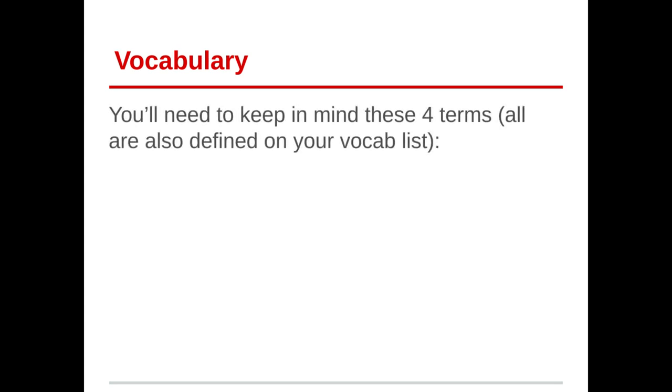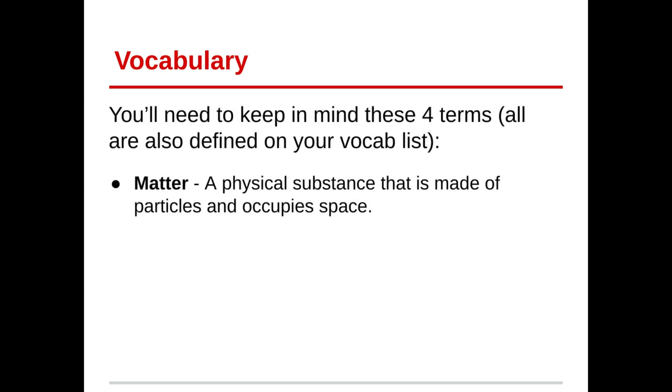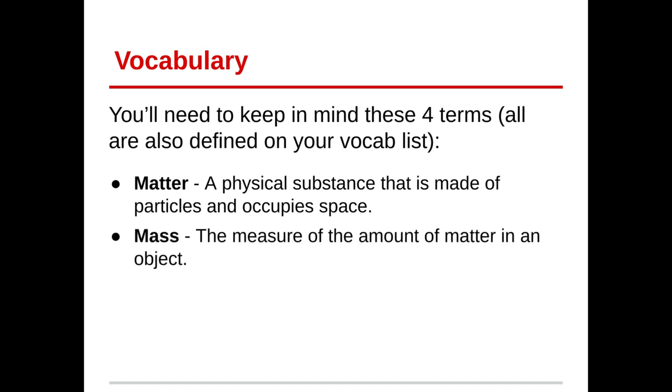All right, some vocab. Unless you don't know what some of these terms mean, I would not bother writing the definitions down. But the things that we're going to need to know in order for this stuff to make sense today, we need to know what matter is. Matter is just a physical substance that's made of particles and occupies space. We're going to need to know what mass is. Mass is the measure of the amount of matter in an object. So the amount of stuff in an object is kind of the way to say it too.